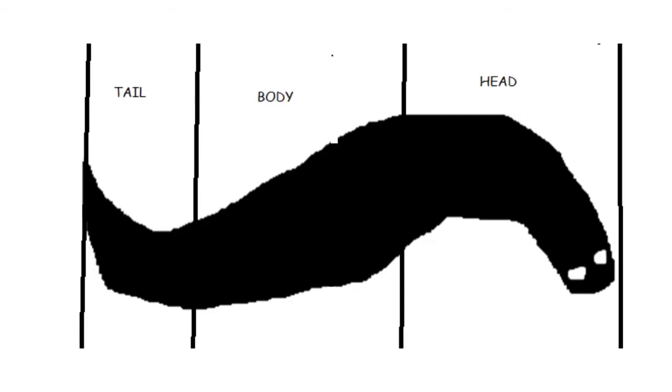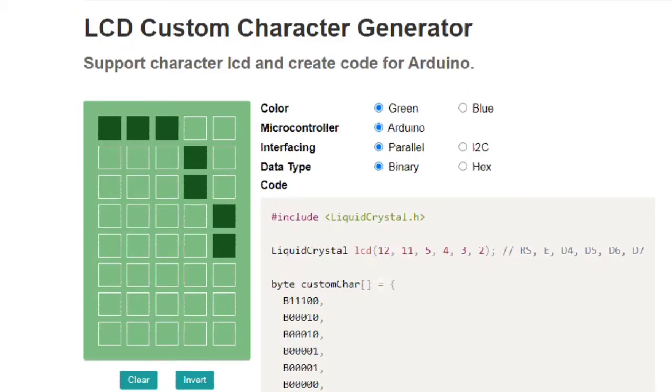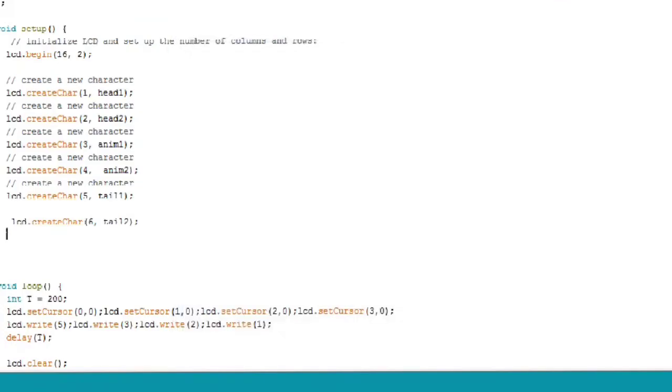So, first I divided the snake into three parts for both positions. Then, I used a custom character generator to make custom character code for each part of the snake. It took 6 parts in total. Then, I pasted the codes in the sketch. I gave some names to each of the bytes.